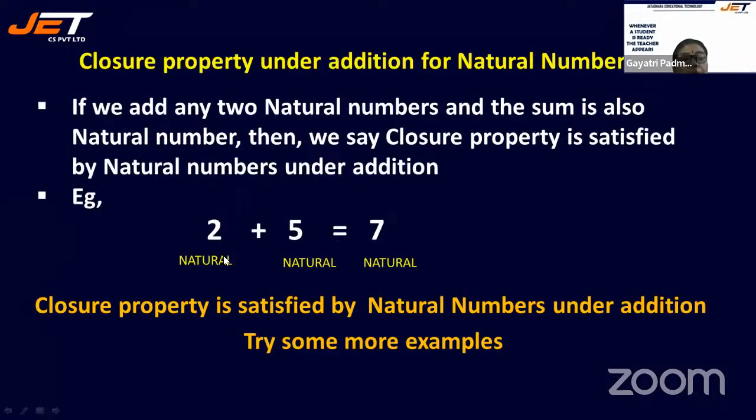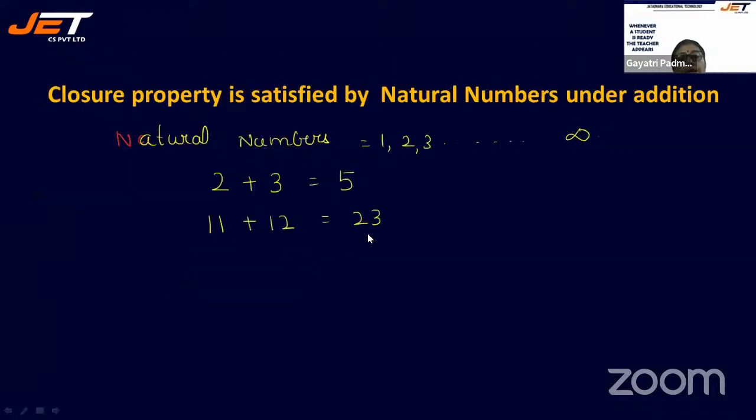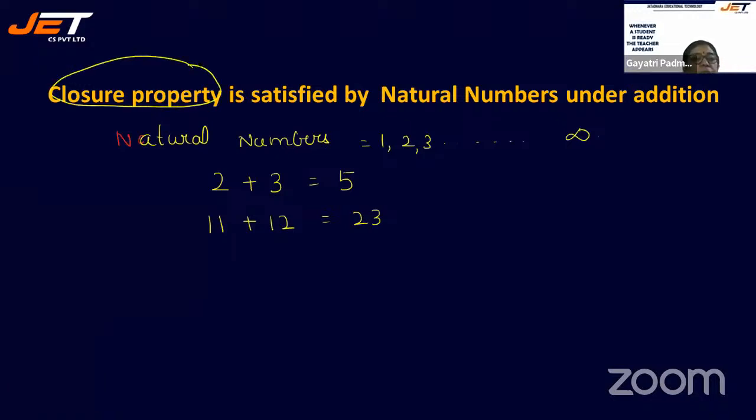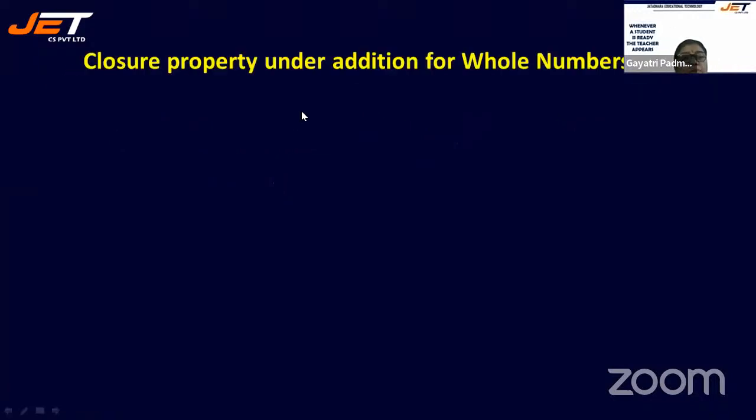In this slide, you would have understood that when two natural numbers are added, you get the third also as a natural number. If you add infinite natural numbers with infinite natural numbers, your resultant figure will be a natural number only. That is what our closure property says. Now let's move on to the next one.